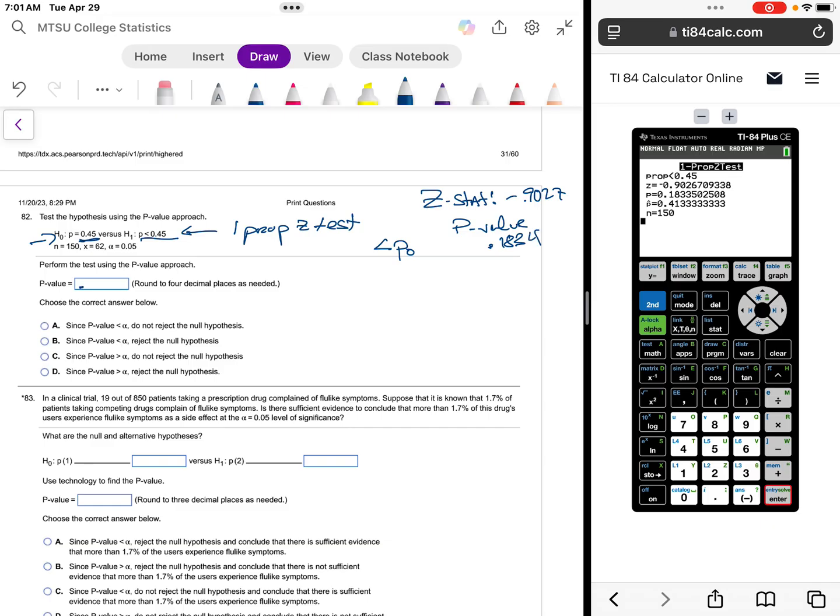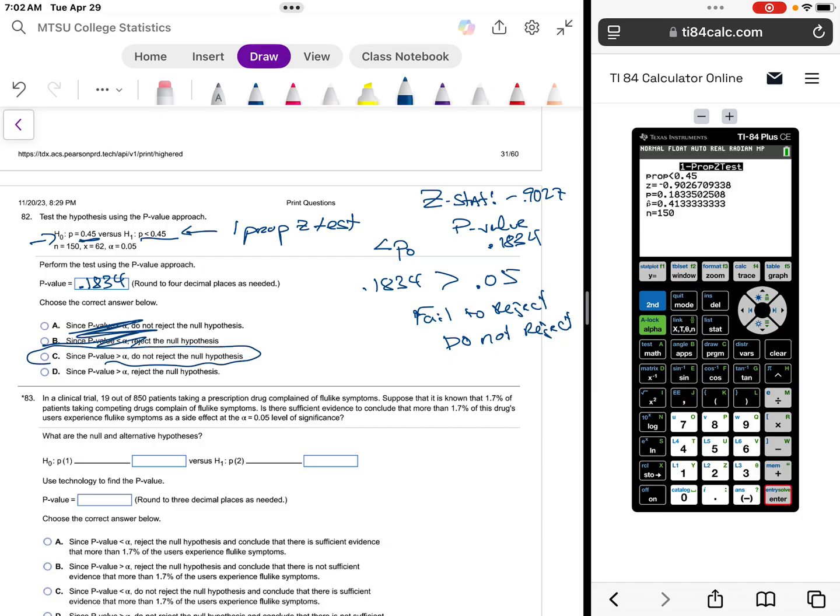So my p-value is 0.1834, and I compare it to 0.05. Well, that's greater than. So that means I fail to reject, or we do not reject the null hypothesis. There's not sufficient evidence to support the claim. Since our p-value is greater, it can't be the first two. We do not reject the null hypothesis. Okay? Again, I'll pick up the other problems on the next video.